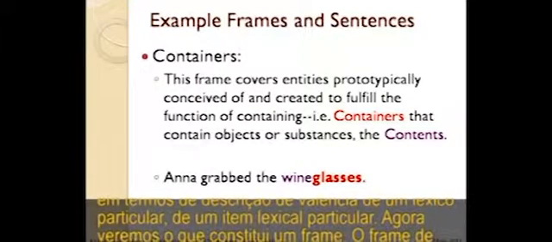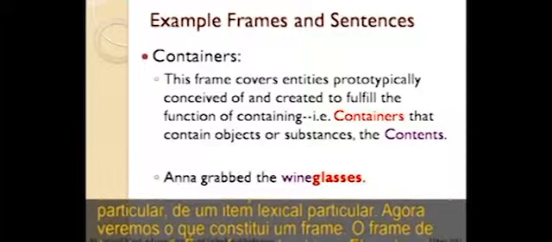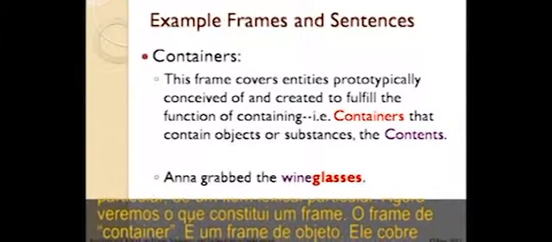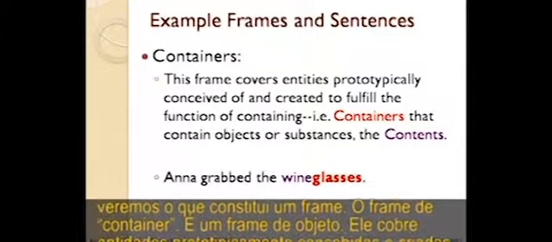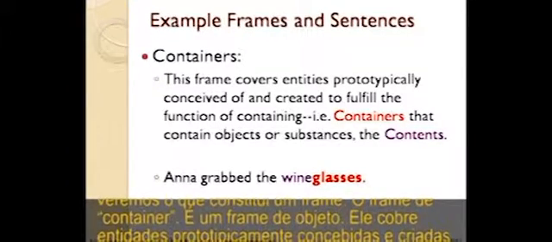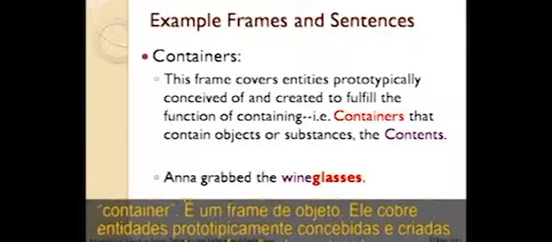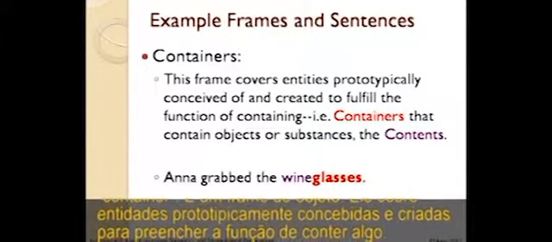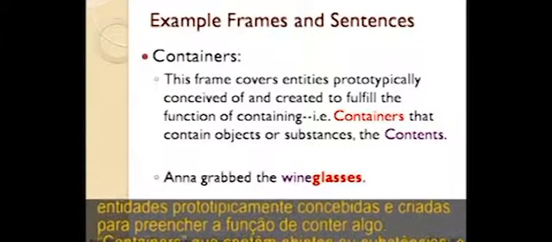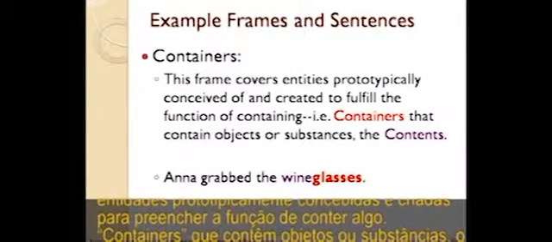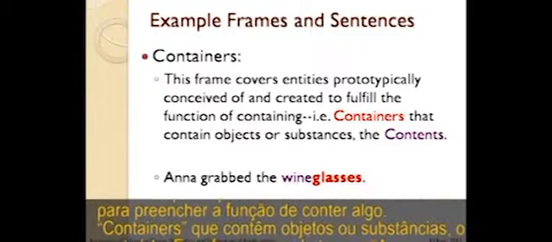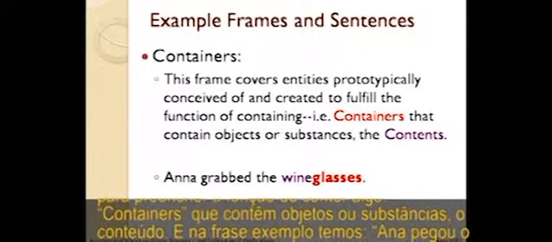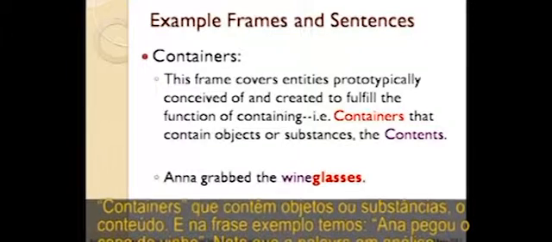We describe containers, which is an object frame, as covering entities prototypically conceived of and created to fulfill the function of containing. That is, containers that contain objects or substances, the contents. And the example sentence we have is, Anna grabbed the wine glasses.